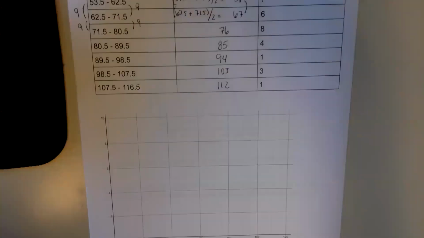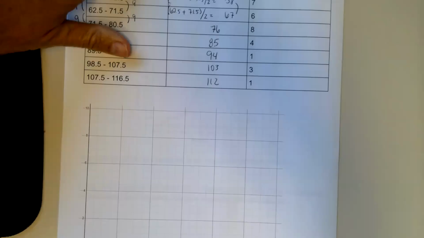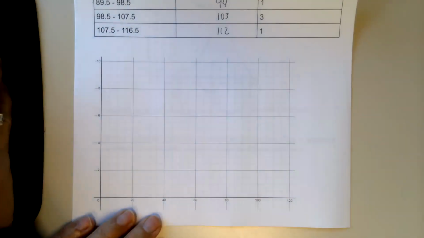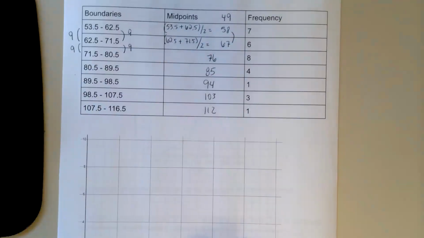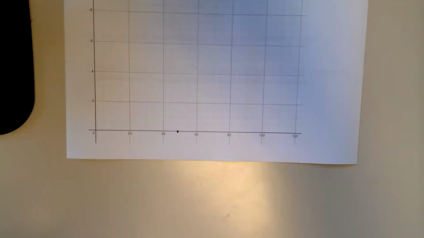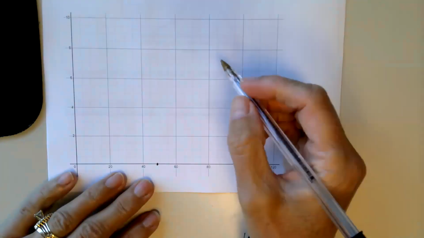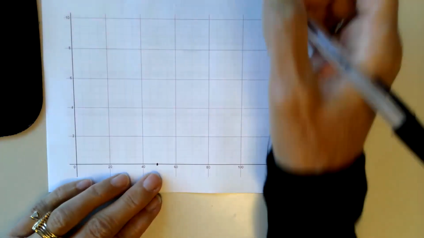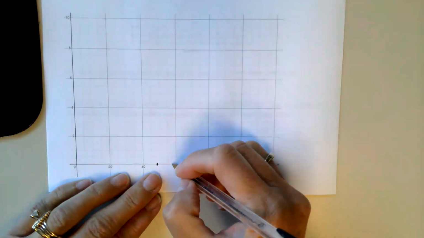So we're going to go and make a frequency polygon. My fake first class is going to be at 49, and that's going to go right here, a dot on the axis. And then the next one is going to be at 58. So I'm just going to mark 58. It's going to be right here.